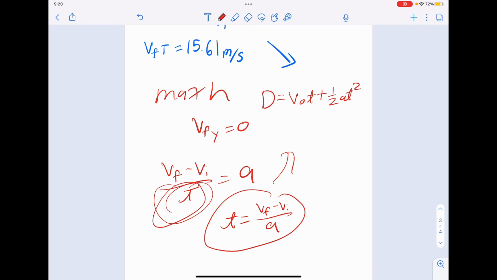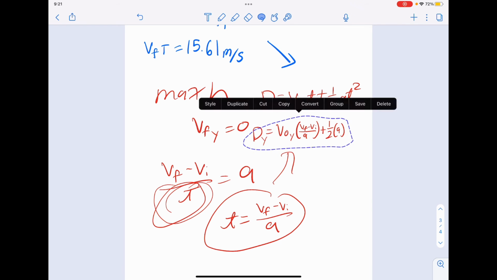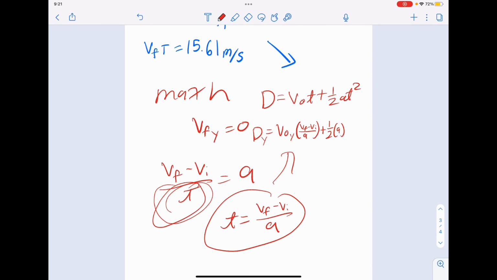If we go ahead and plug this in here, you end up with d equals v naught in the y, obviously. These are all in the y. T is going to be v final minus v initial over acceleration, which is 9.81, plus half acceleration times our time squared, and we plugged in for our time, v final minus v initial over acceleration.